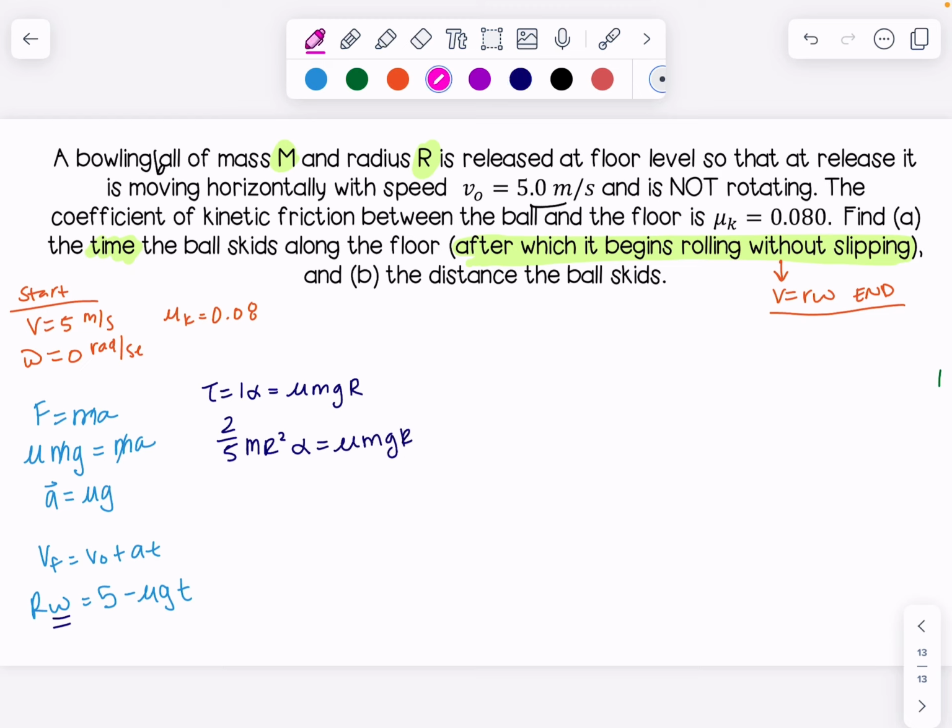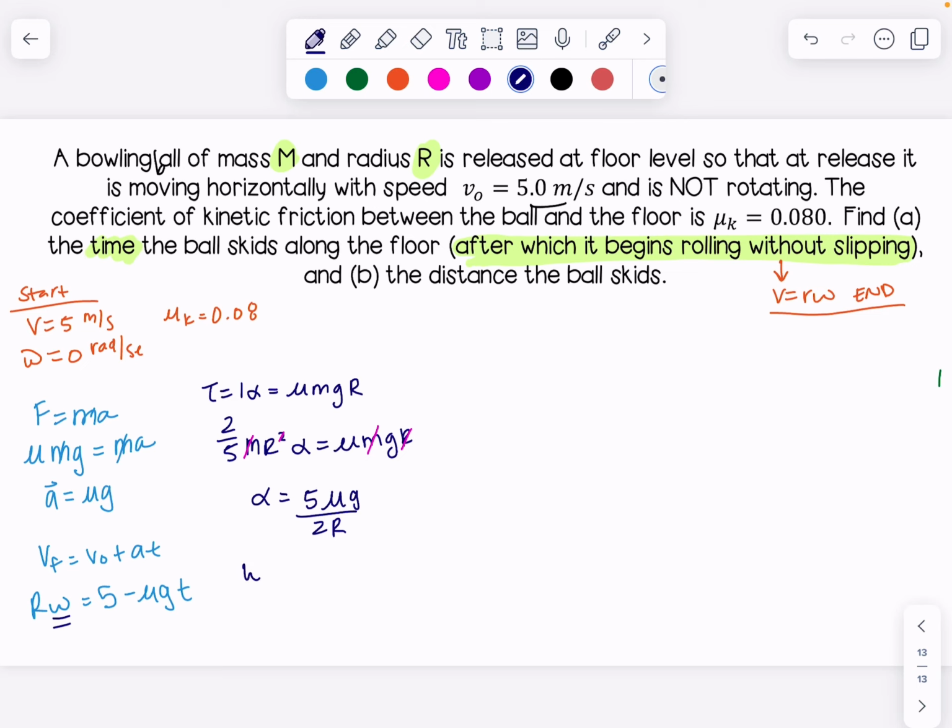I can cancel some things. I see that my m's cancel on either side, and I see that one of my r's cancels out. So that gives me an expression that alpha is going to be equal to 5 mu g over 2r. Just like I did with the translational linear motion, I then use kinematics. I'm going to do the same thing here.